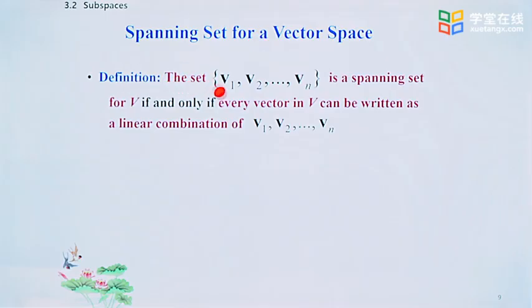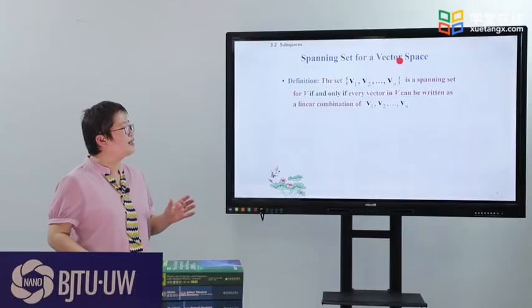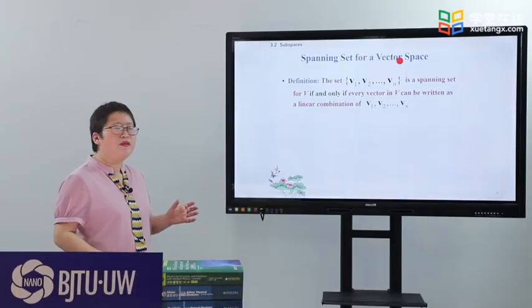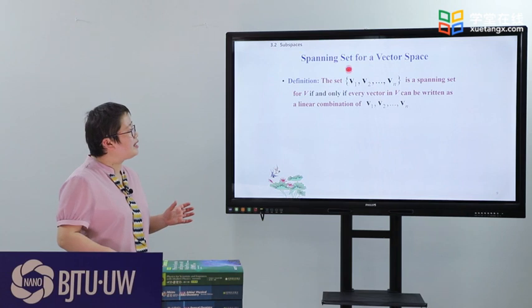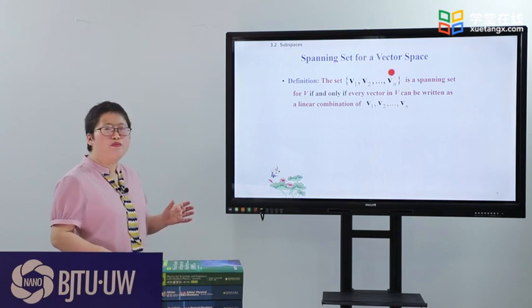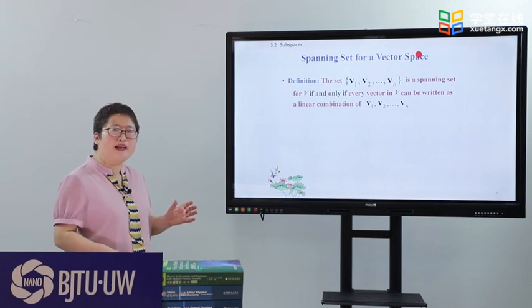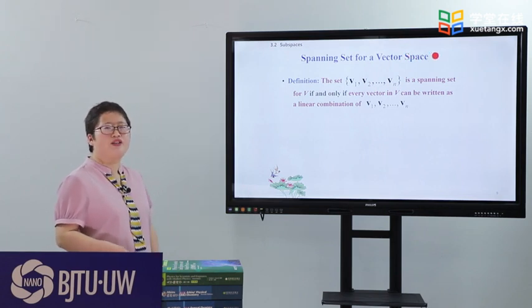Now we give this definition. The set V1, V2 till Vn is a spanning set for V if and only if every vector of V can be written as a linear combination of V1, V2 till Vn. So this is the definition for the spanning set. Any vector can be written as a linear combination of these given vectors. So these given vectors are enough to represent the whole space using scalar multiplication and addition.